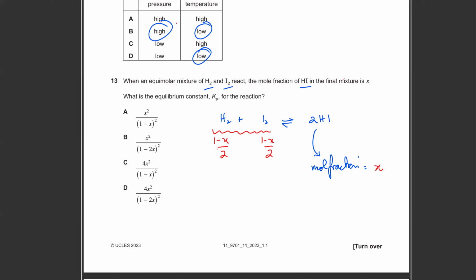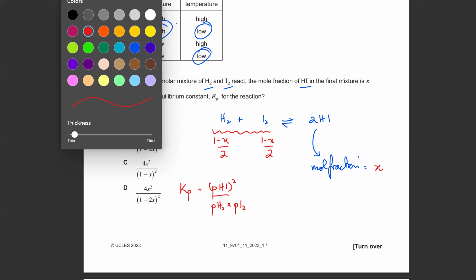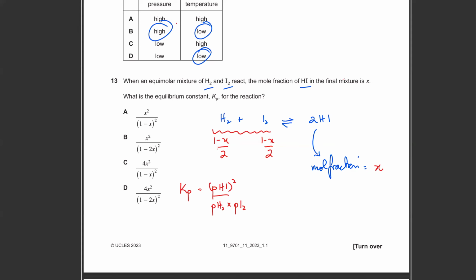Now one more thing. What's the expression for Kp? Kp would be PHI squared, divided by pH2 multiplied by PI2, right? So how do you find partial pressure? What do I multiply the mole fraction with? By the total pressure, which is not given. So I'm just going to call it P.